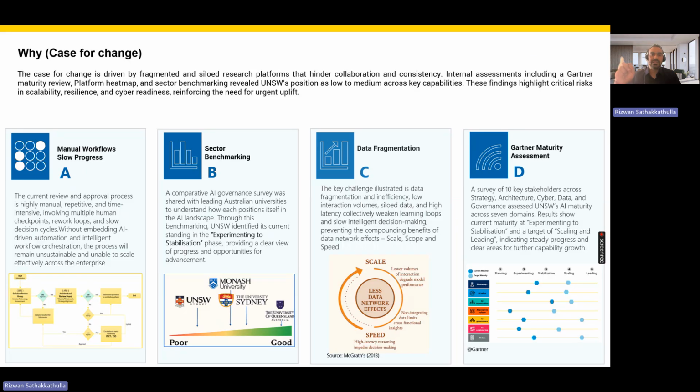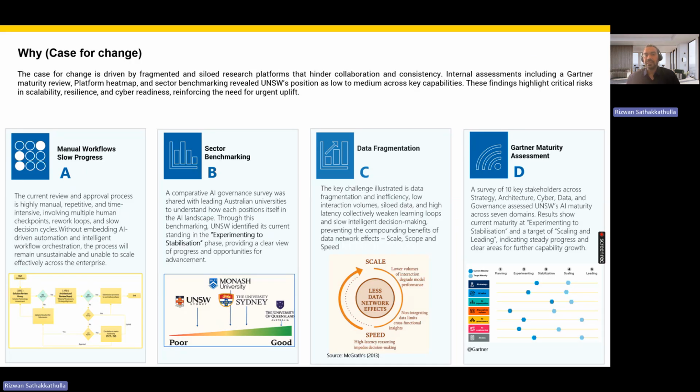The second is sector benchmarking. We as a university did a sector scan with other universities to see where they land in terms of leveraging AI. We sent some survey questions, and we identified that we as a university are falling behind other universities such as Monash, Sydney, and Queensland. So we definitely want to put our energy and investment into AI.